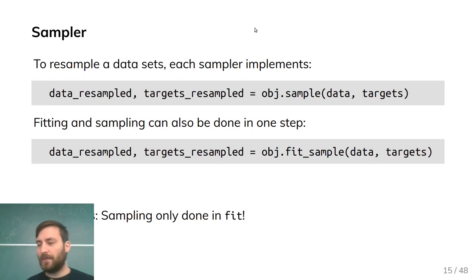If you have this in a pipeline, then this is only done at fitting time, so at training time. If you do predict or transform, this will not be done, because you want to have the original data if you want to evaluate your model. You don't want to change stuff in your test set while you're doing model evaluation. So this is only for changing the data during fitting.